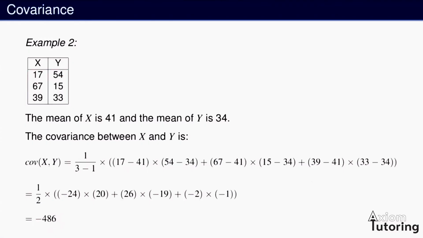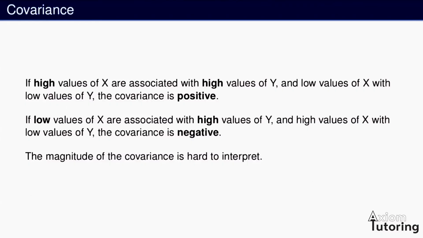Okay, that means that the covariance between x and y is negative. So how do we interpret positive covariance or negative covariance? If high values of x are associated with high values of y and low values of x with low values of y, then we say that the covariance is positive. And if low values of x are associated with high values of y and high values of x with low values of y, the covariance is negative.